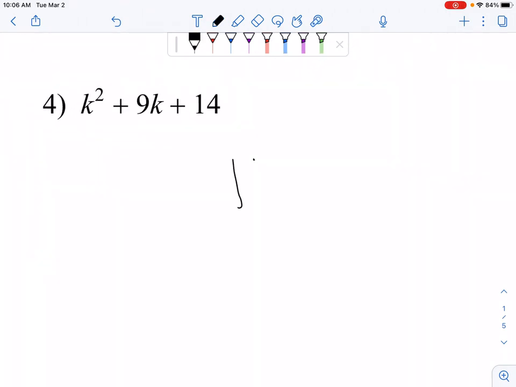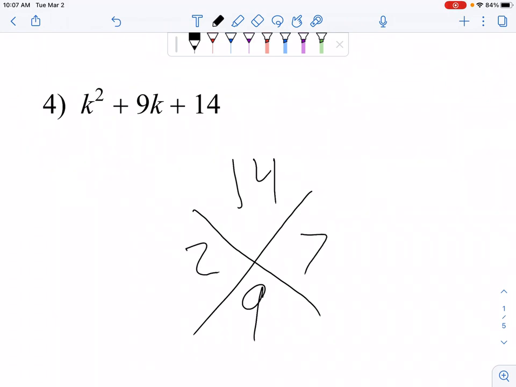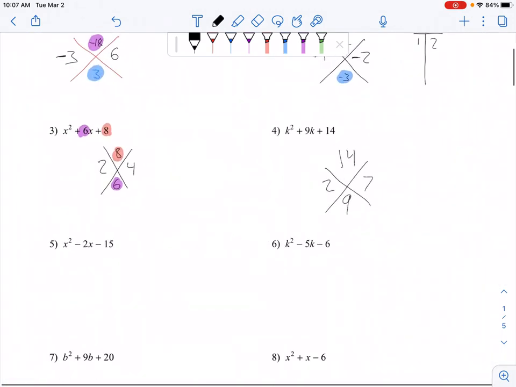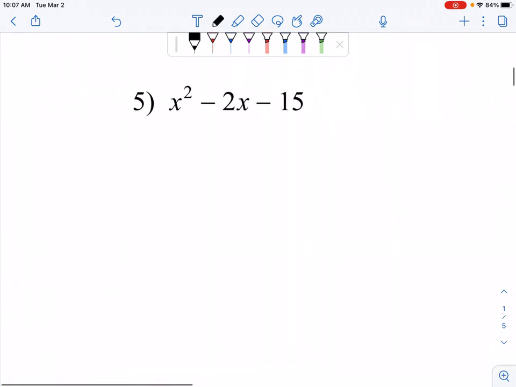Here's 14 and 9. So hopefully some of these, you may not need to use the chart. You may be able to go, oh yeah, 2 times 7. And that works. So my hope is that you get fluent enough with these that you're really fast at them.